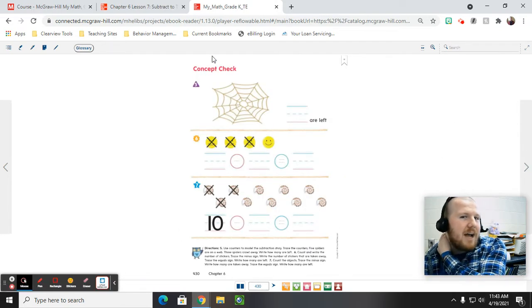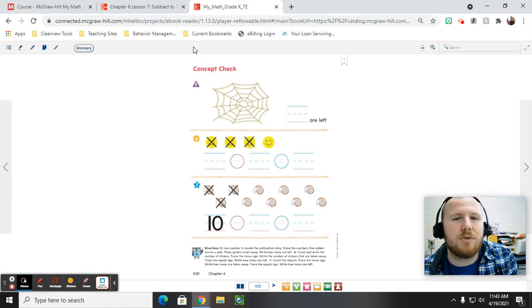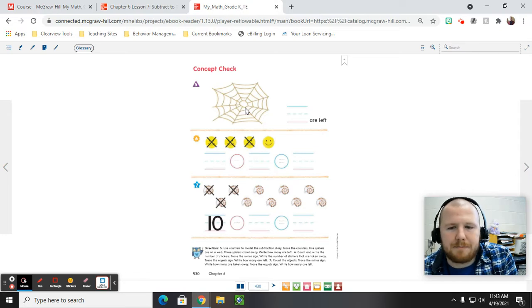And then the concept checks, again, they want you to do the same thing like with number 5. You can use cereal or whatever for this, but it says 5 spiders on the web and then 3 spiders crawl away. So how many are left? You write down how many are left, just like in the last problem.